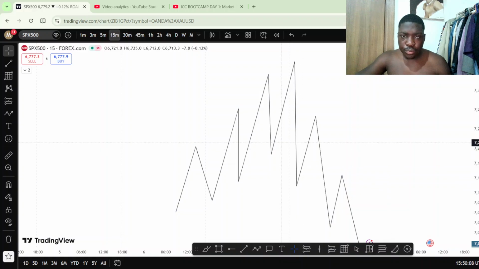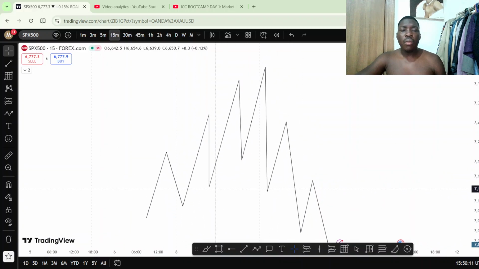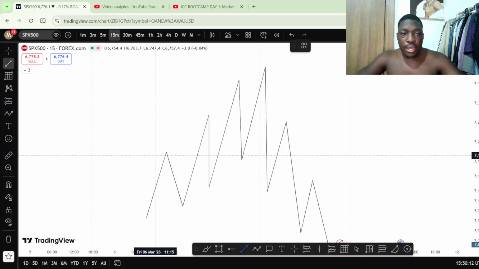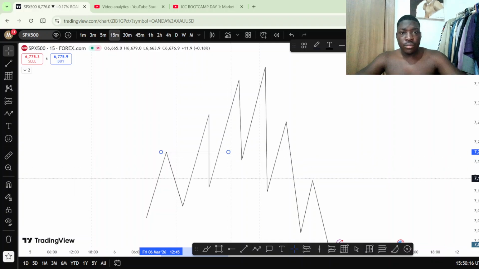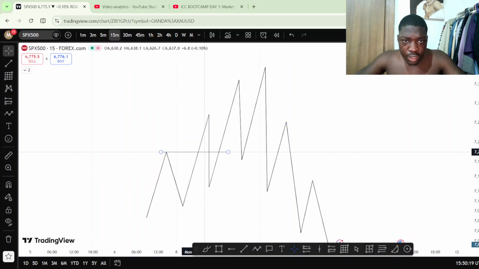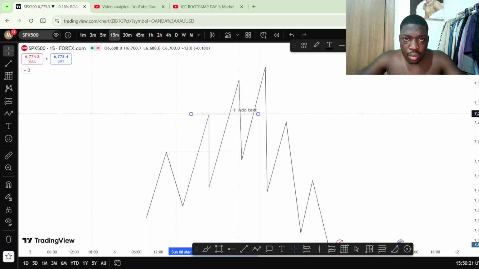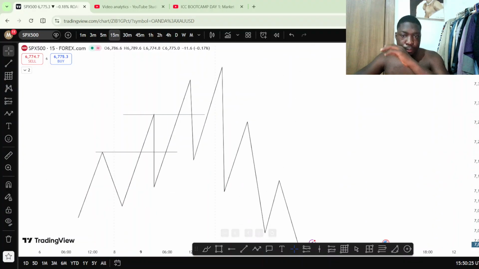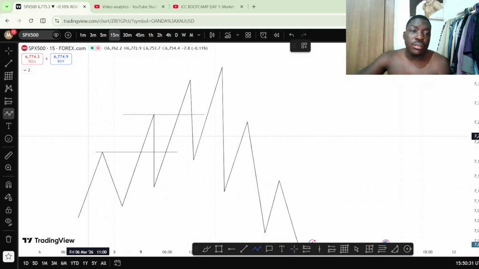Cool. So now, how do I trade? I trade something called ICC. It stands for the indication, the correction, and the continuation. ICC appears on every single time frame you can think of. This level right here is the indication level. So originally, price makes an indication, which is this.